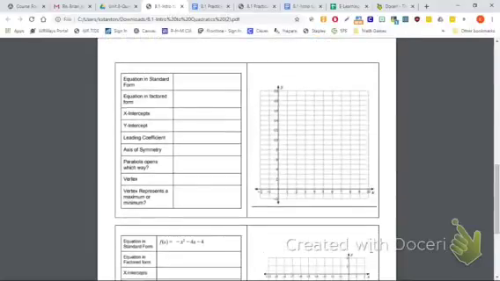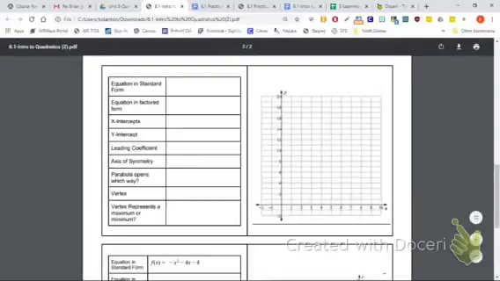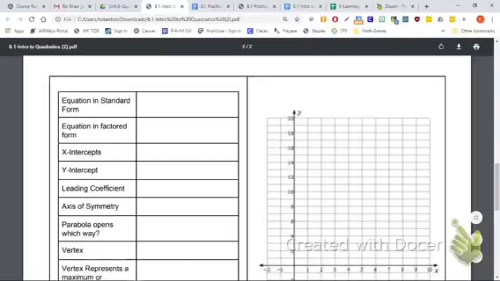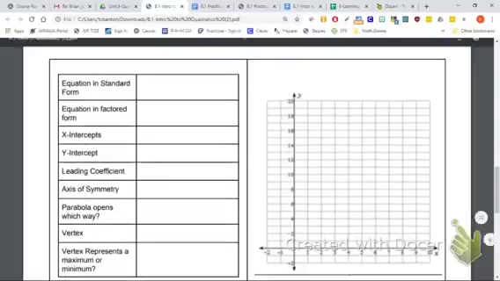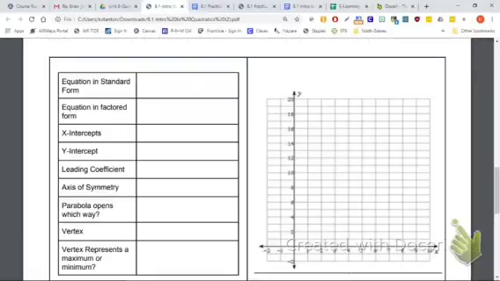Okay, I'm going to go ahead and make this a little bit bigger here so we can see it. Okay, so let's look at this one. On this one, guys, I'm going to give you the equation, not in standard form this time. I'm actually going to give it to you in factored form. And this equation is going to say f of x equals (x minus 3) times (x minus 5).